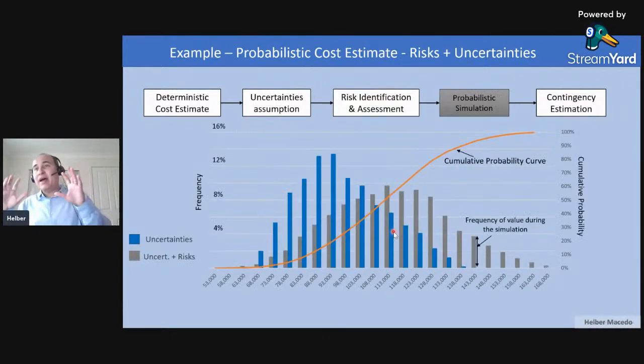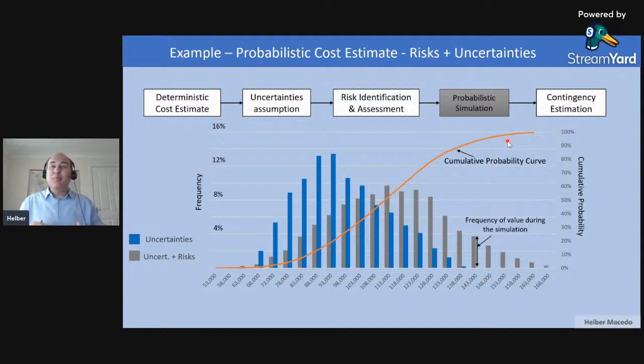Okay, when I run my simulation, this is my final result. This is the blue curve only with uncertainties, and here in the gray we have uncertainties and risks. And what happens when uncertainties and risks happen? You can see that my cost moved to the right, because now I have risks happening as well. And I can see my cumulative probability curve here.